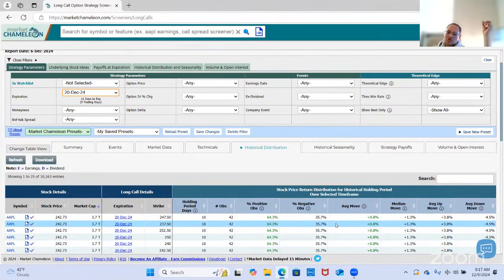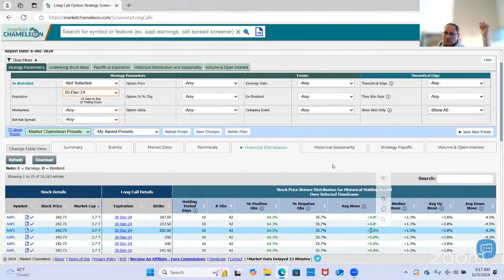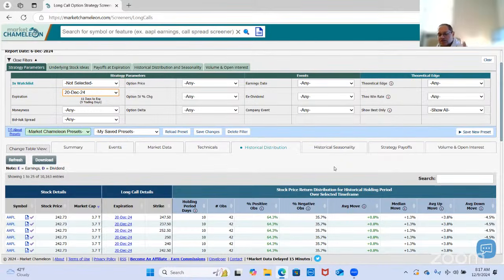Okay, so this is looking at that. The average of all the moves for Apple in this data set was positive 0.8%. So that shows us that there wasn't a downward skew there, pulling it down. So on average, the moves were positive 0.8%, and the frequency of up moves exceeded the frequency of down moves. So that's this part.